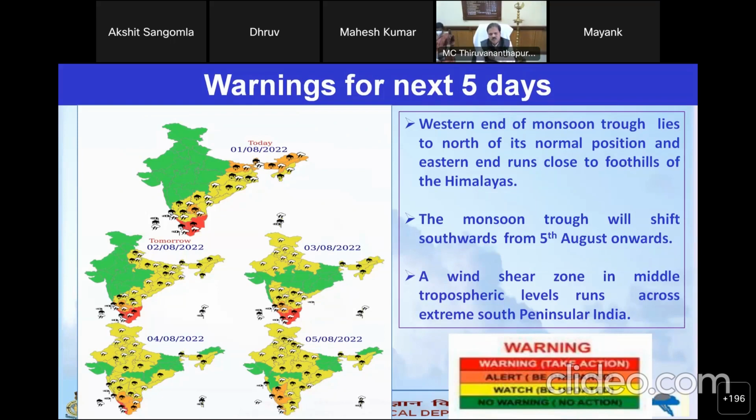For this, we have got high probability. We have got the orange color warning. In other regions, we have got yellow color warning along the east coast and adjoining interior parts.